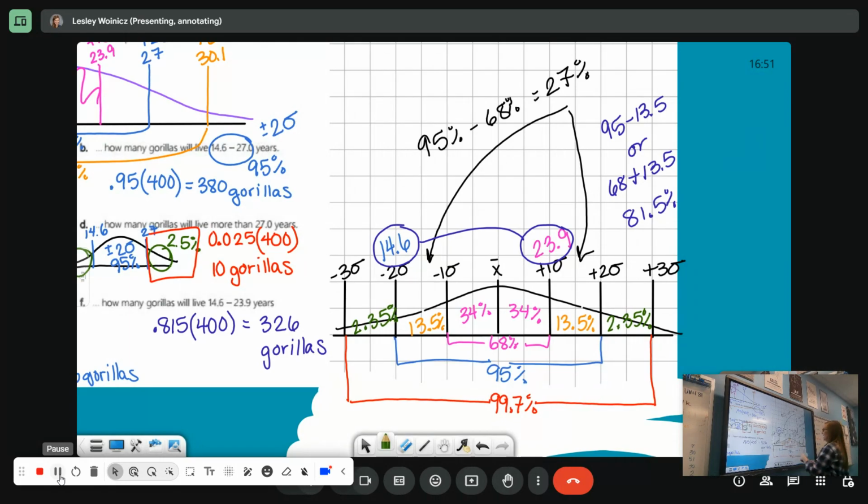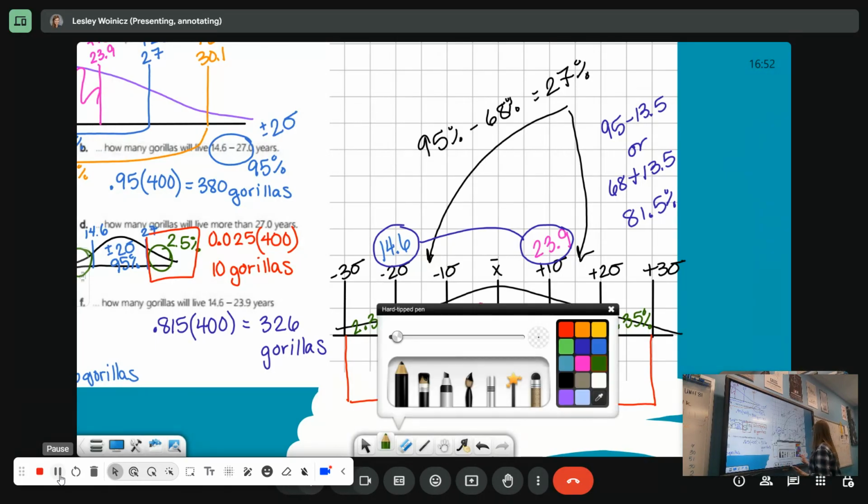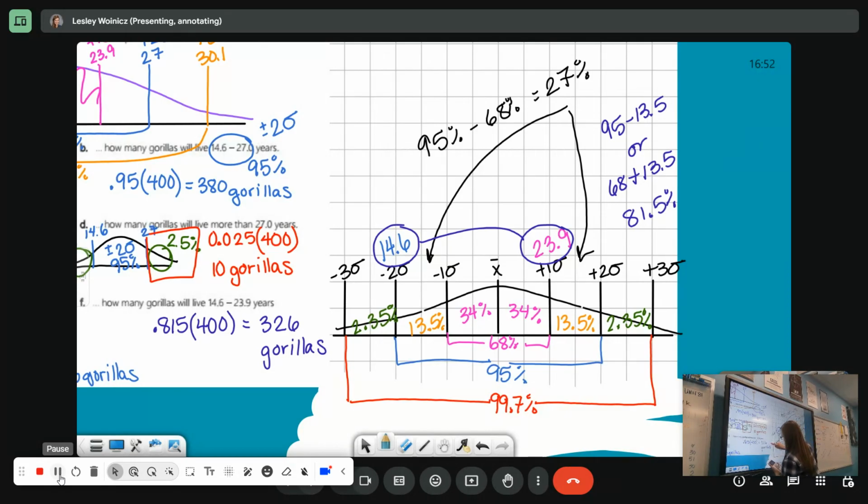Oh, it's the very ends that we already did. So we did 100 minus 99.7 and we got 0.3. So the very, very tail ends are 0.15% each.